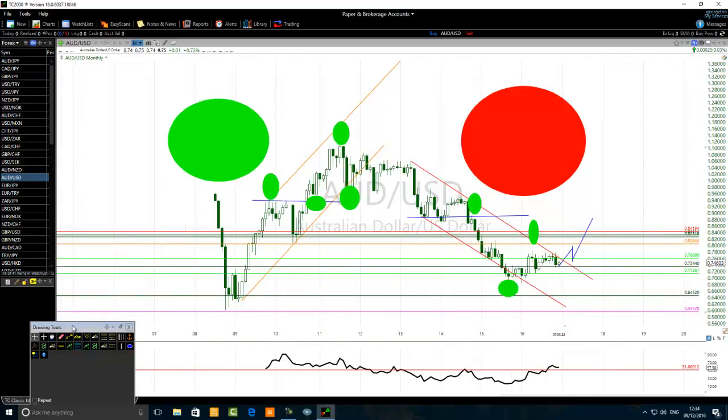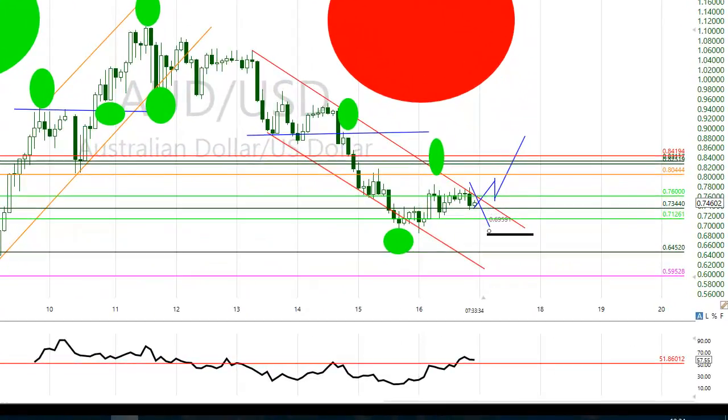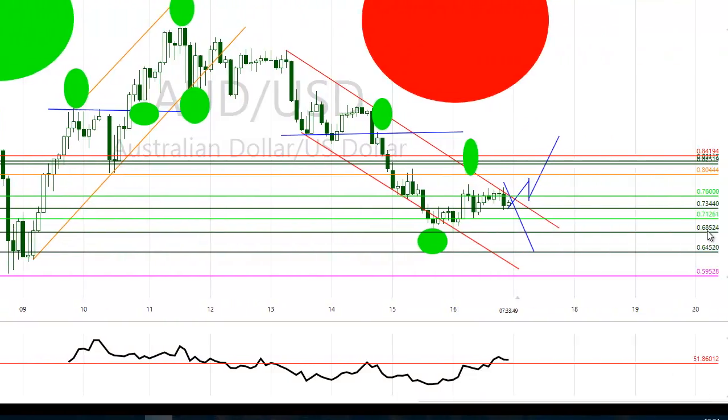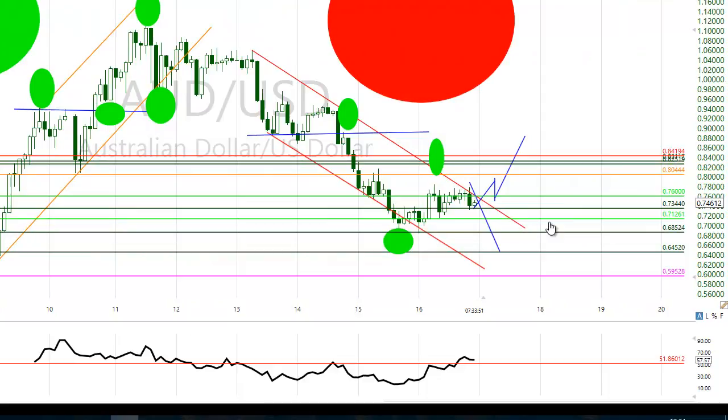Personally, I will prefer this Australian dollar to continue to go down, even come all the way down to 0.6452. I will prefer that, or at least near the level of 0.6852. I would prefer that it continue to go down more before finding a support. All right, that remains to be seen.